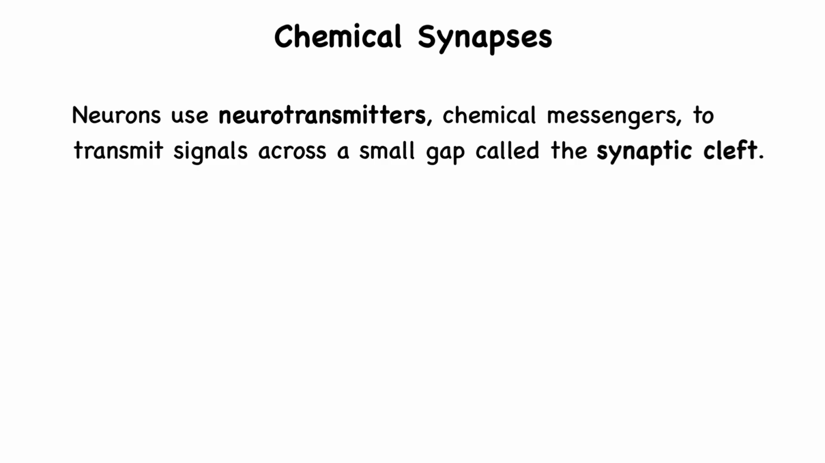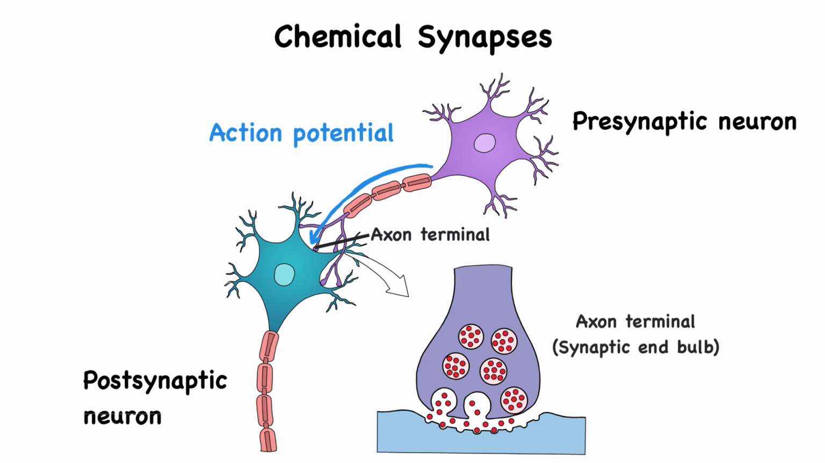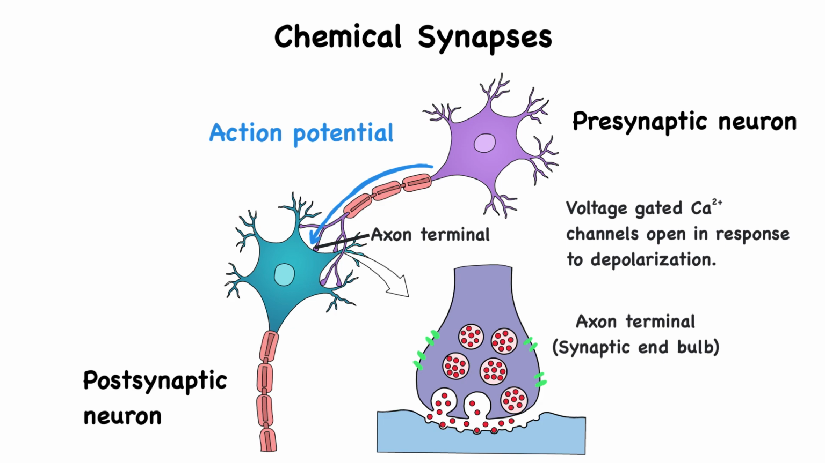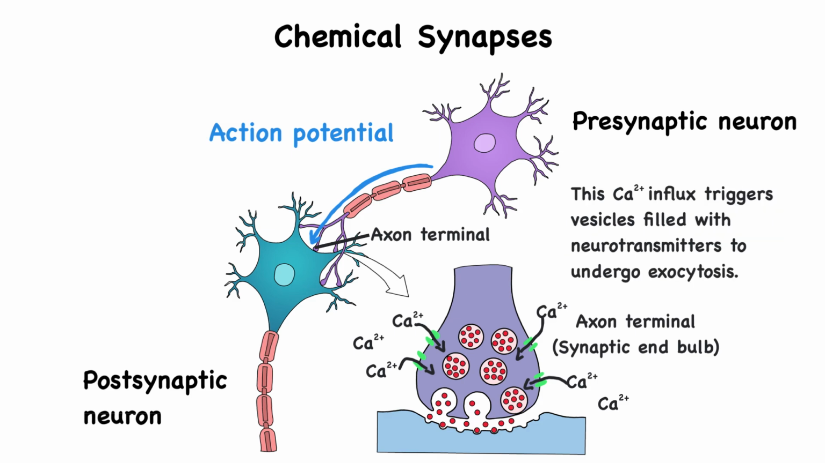Here's how it works. An action potential reaches the axon terminal, or the synaptic end bulb, of the presynaptic neuron. This depolarization of the cell membrane causes voltage-gated calcium channels that are present in the synaptic end bulbs to open. Because calcium is more concentrated in the extracellular fluid, it rushes in. This sudden calcium influx triggers vesicles filled with neurotransmitters to undergo exocytosis, where the vesicles fuse with the membrane and release their contents into the synaptic cleft.